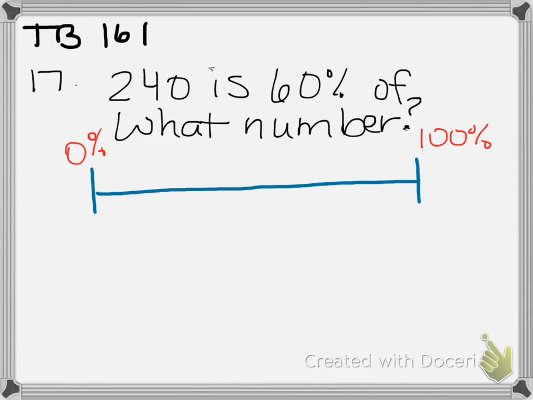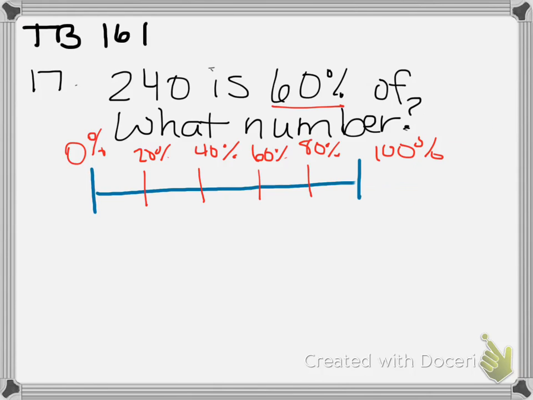Then I need to decide what increments I'm going to slice this into. So because I'm looking for 60%, I know I'm going to slice it into 20% chunks because I need to be able to get to exactly 60 with my number line. So let's do that now. So now we've set up the number line and I've broken it into 0, 20, 40, 60, 80, 100.